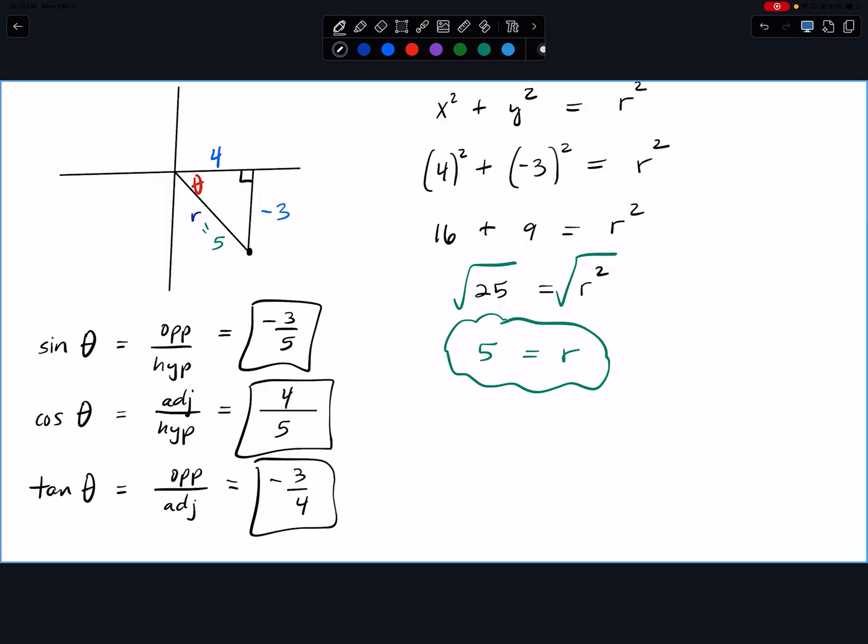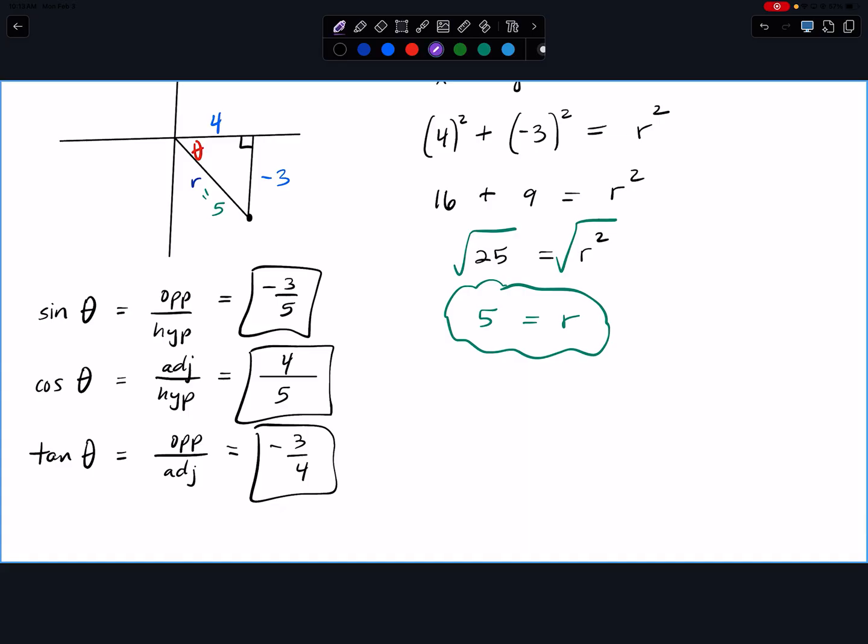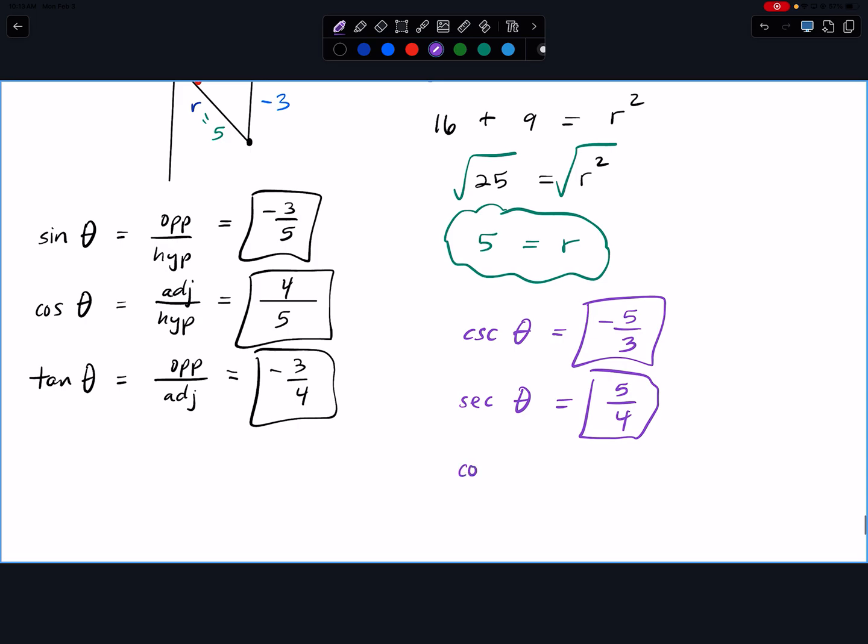To get the other 3, what's the only thing I have to do to these answers? Flip them upside down. Okay, so sine, the reciprocal of sine is called cosecant. So if I flip it upside down, I'm going to get -5/3. Secant is going to give me 5/4. And cotangent is going to give me -4/3.